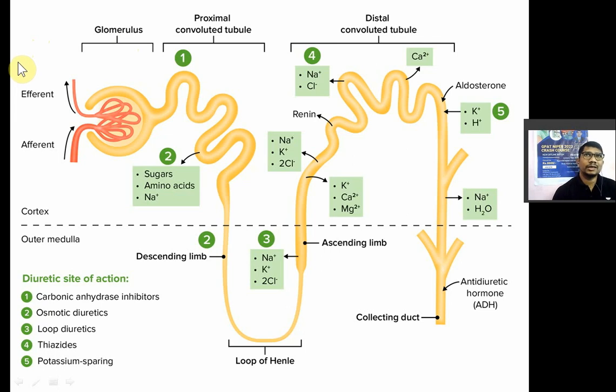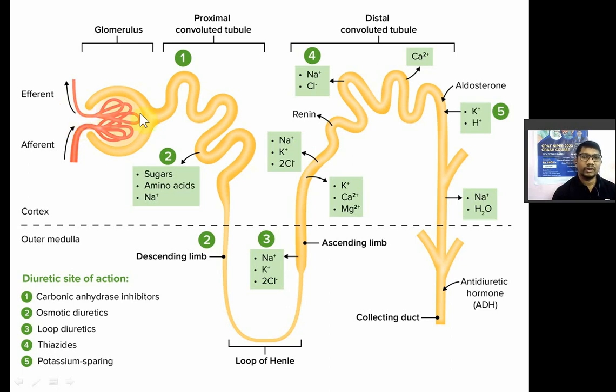So obviously they are going to decrease your blood volume. So these drugs are used in various conditions, for example hypertension, congestive cardiac failure. They are also used in edema or to increase the excretion of drugs in case of overdose of drug or drug poisoning. So basically the structural and functional unit of kidney is known as a nephron. Structural and functional unit of kidney is known as a nephron.